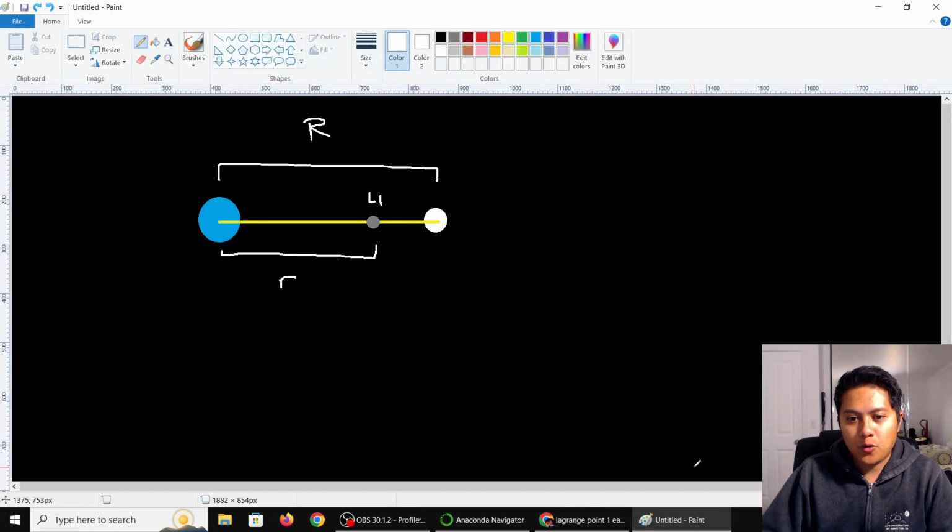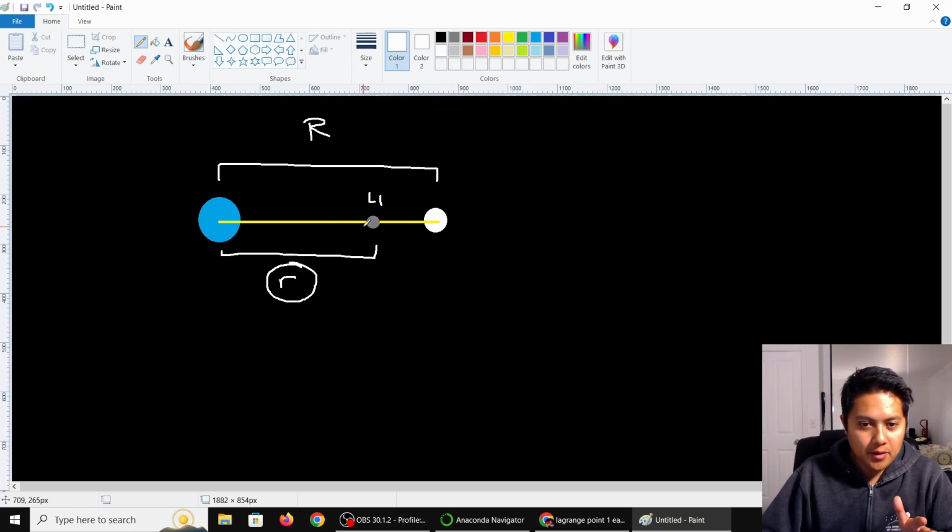Well, if we're going to be looking at the Earth-Moon system, I've drawn this very rudimentary picture here of the Earth and the Moon and the L1 point that we're going to search for. We're going to label its unknown distance by this lowercase r, and we're going to denote the distance between the Earth and the Moon by this capital R.